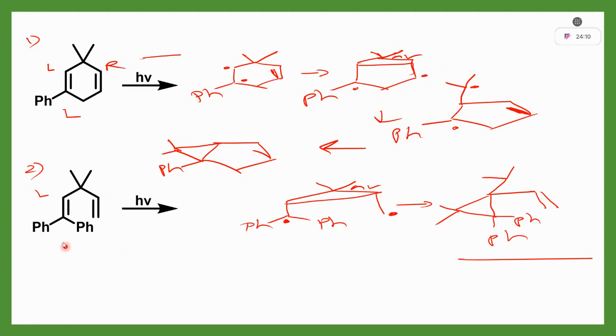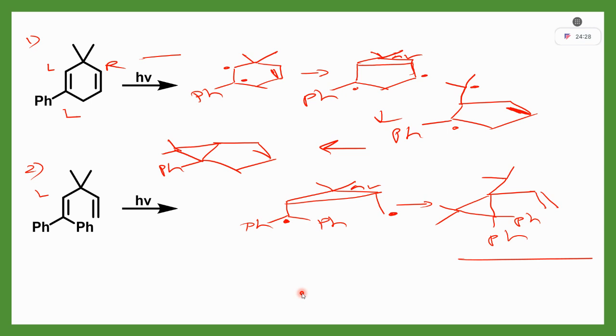In similar fashion, first radical will form here. Then cyclopropane formation will take place, and then on this side alkene will form, and from this side the cyclopropane will form. Yes or no? Okay, good.